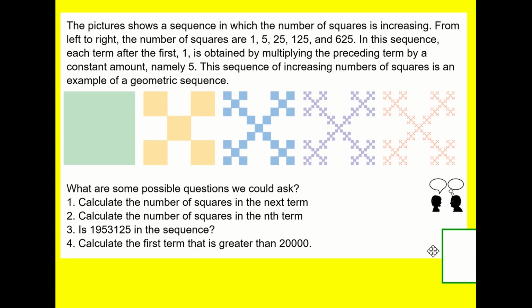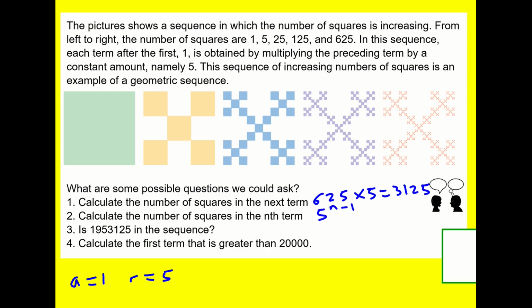So number 1, we can see that we're timesing by 5 every time. So it's 625 times 5, which is going to be 3,125, I think. The nth term, well, let's go through it in detail. A is going to be 1, r is going to be 5, and so the nth term is just going to be 1 times 5 to the n minus 1, which we can just write as 5 to the n minus 1.